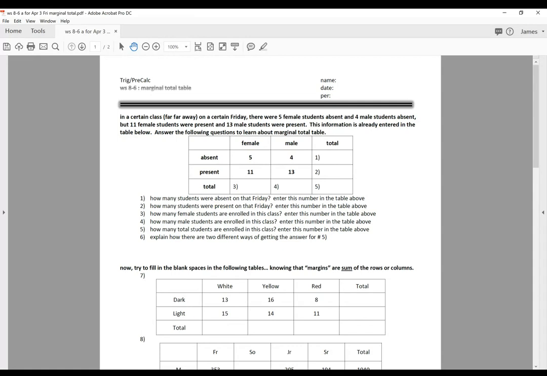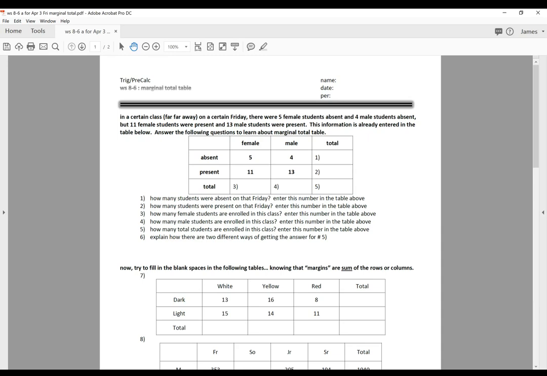Okay, and then there's also how many female students, number 3. So that's counting these 2 numbers. So just add those and that gives the 16 female students in the class. Okay, and then there is how many total students, number 5. That would just be adding everybody all together, all 4 of these numbers, that's total.